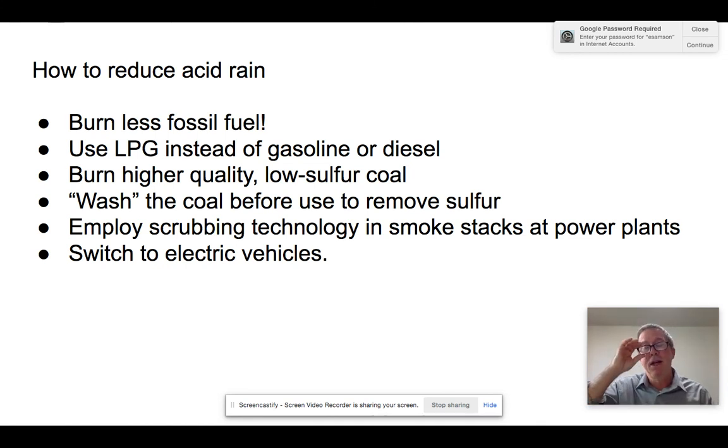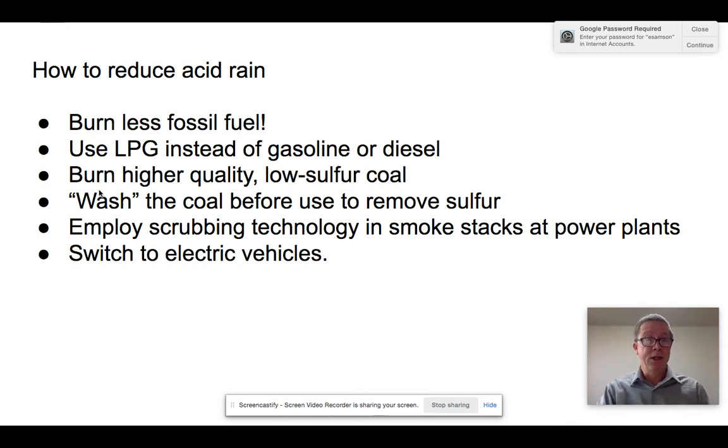After Christmas, we'll talk about how we're going to manage to do that. But for right now, that is a goal that we're failing at, but we know that is the answer ultimately. One thing we could do is use LPG, liquid petroleum gas, instead of gasoline. The reason is LPG just burns more efficiently and produces less NOx. So that's one thing we could do. Another thing is we burn higher quality, low sulfur coal. One of the problems we find is that in a lot of countries, they're choosing to burn the brown coal, the lower grade coal, and it tends to have a higher sulfur content.